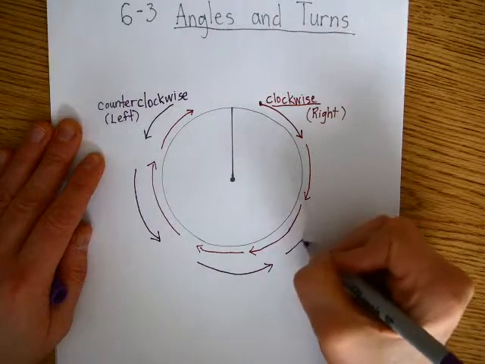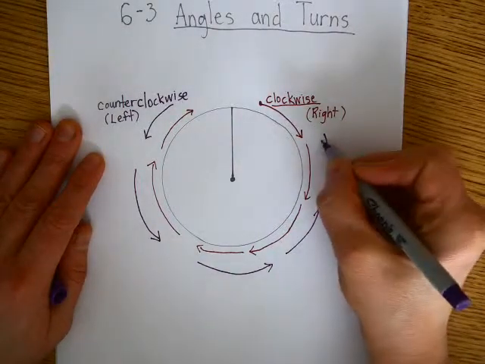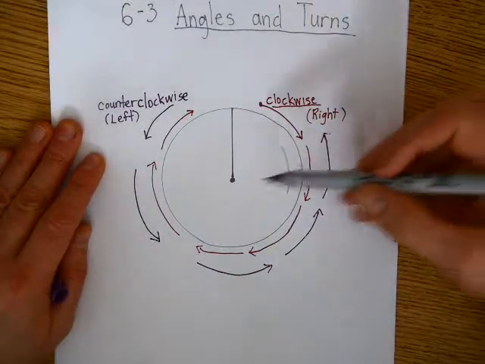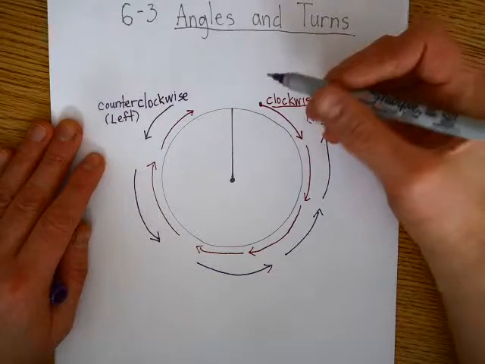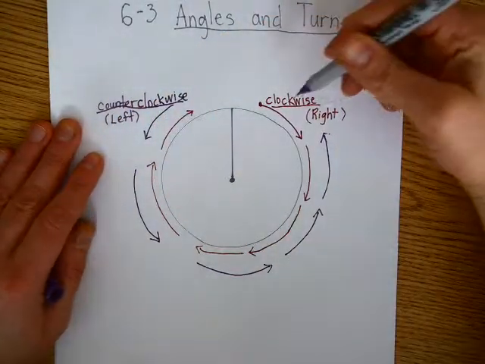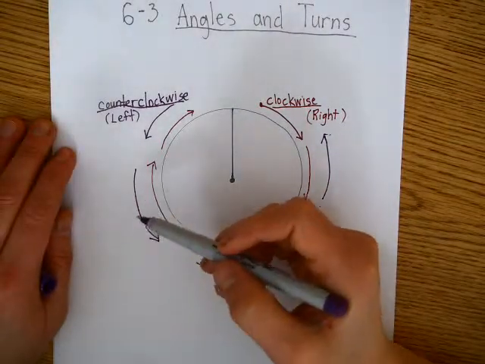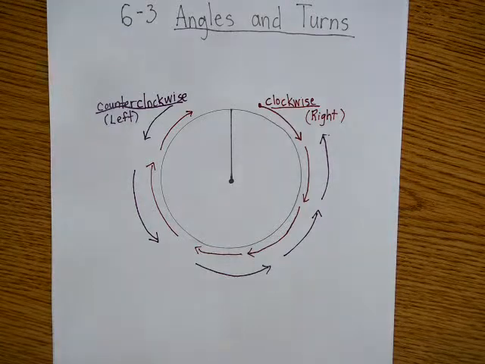So you can just take a look at these arrows and see which one is clockwise and which one is counterclockwise. It doesn't matter which side of the clock, which side of the circle the hand is on. The only thing that matters is which direction it's going in. Clockwise goes to the right, counterclockwise goes to the left. Okay? The other words that we're going to talk about today, we're going to talk about turns.